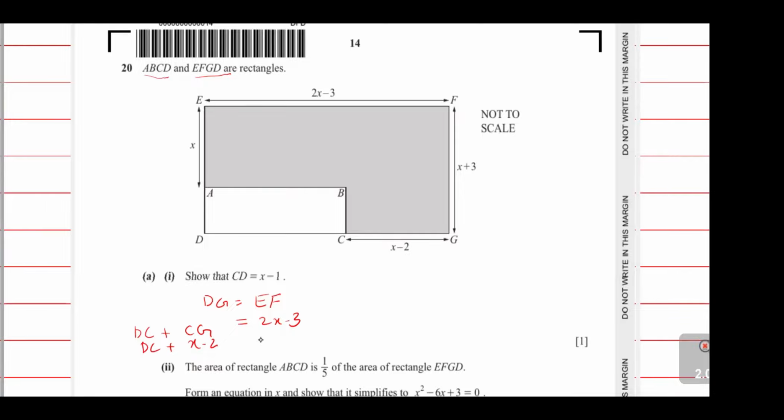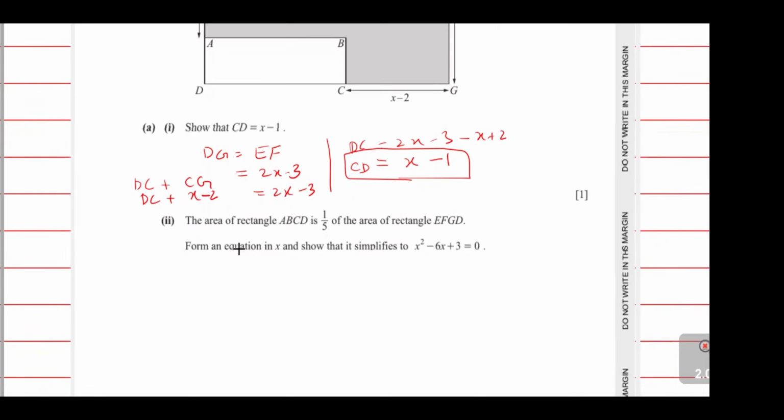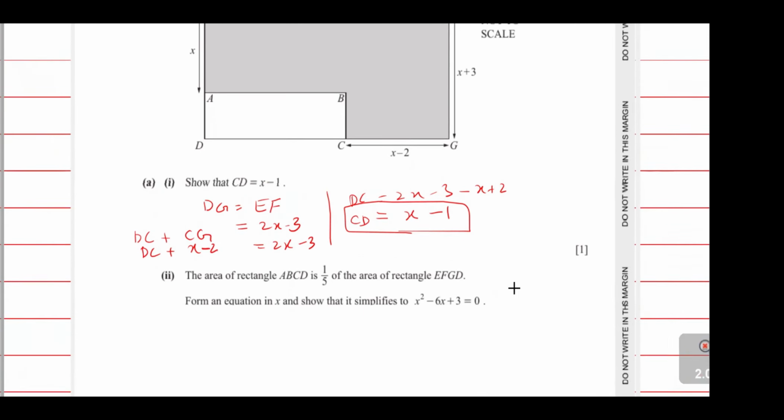And we can calculate DC length. This DC length will be equal to 2x minus 3, and we shift this value: minus x plus 2. And this will be equal to 2x minus x is x, minus 3 plus 2 is minus 1. Therefore, DC or CD equal to x minus 1. This is the proof.